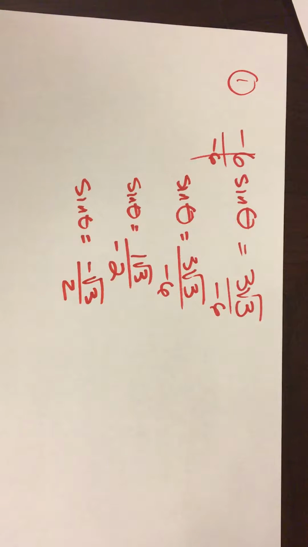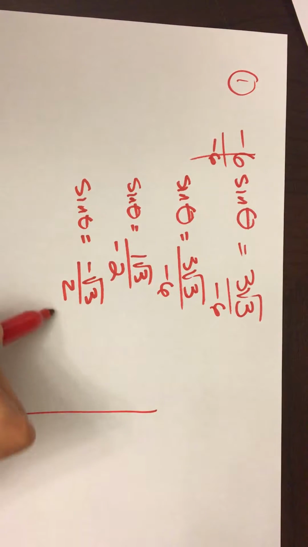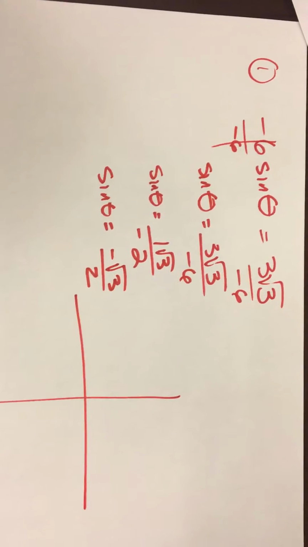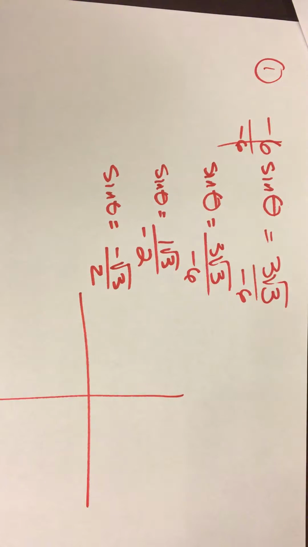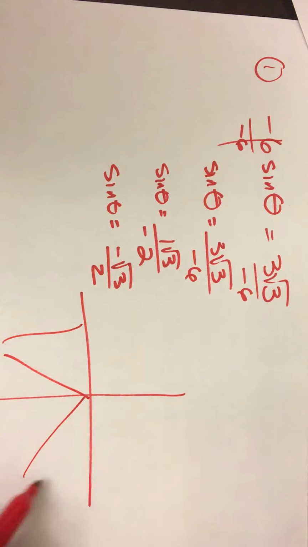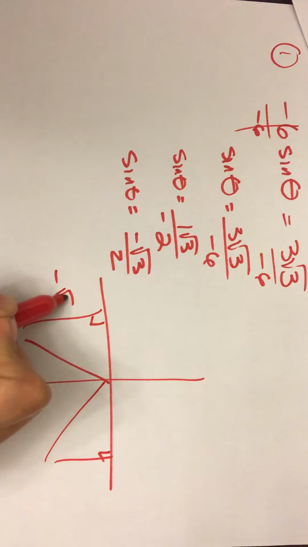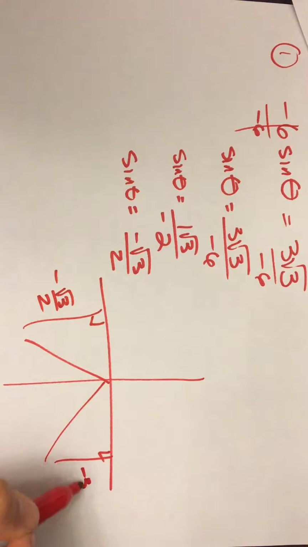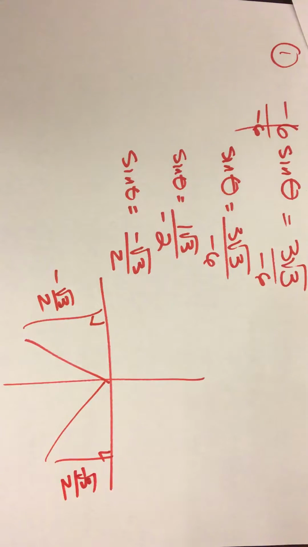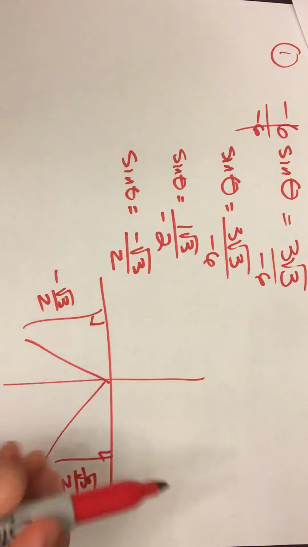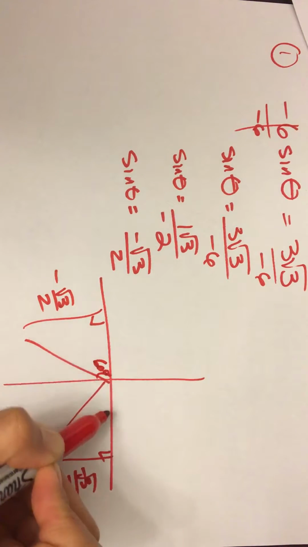Now we need to identify our solutions. Okay, we're going to draw the coordinate plane. And we remember that sine is negative in the bottom 2 quadrants. Sine is opposite, so that's going to give us negative square root of 3 over 2 here. And the angle that goes with square root of 3 over 2 is 60 degrees.